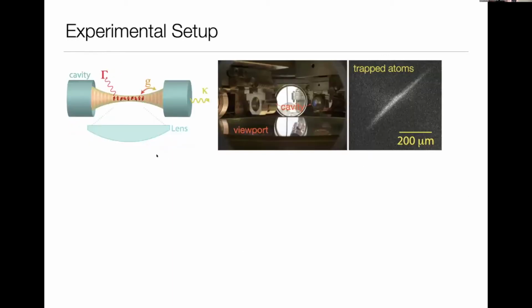If you look at it in reality, it looks something like this. So here's our optical cavity, two mirrors, they're about 5 centimeters apart. We trap atoms in a standing wave that's in the cavity mode. So the atoms are spatially pinned and the dynamics will just be in the spin degree of freedom. And to start with, I'll show you pictures where it's, again, just an extended cloud of atoms. Locally, they're trapped in the standing wave, and the cloud is on the order of a millimeter long.